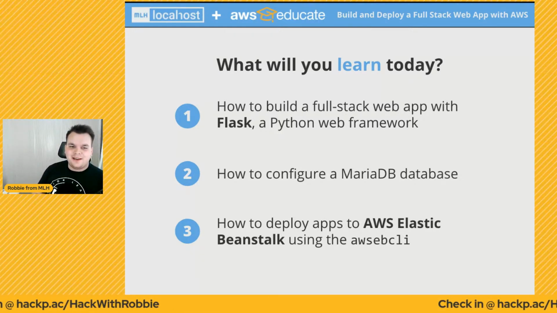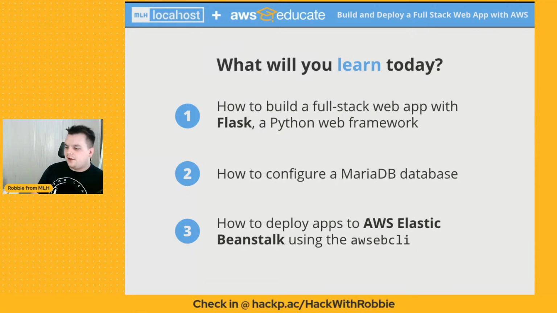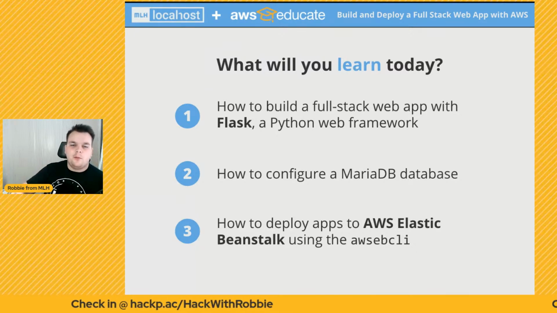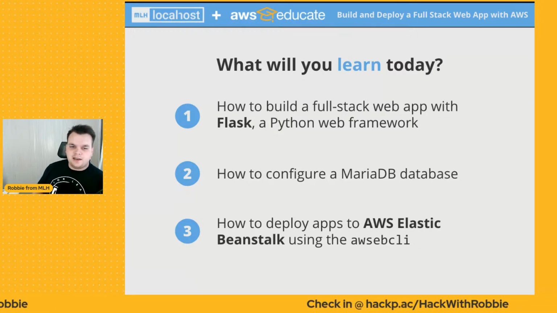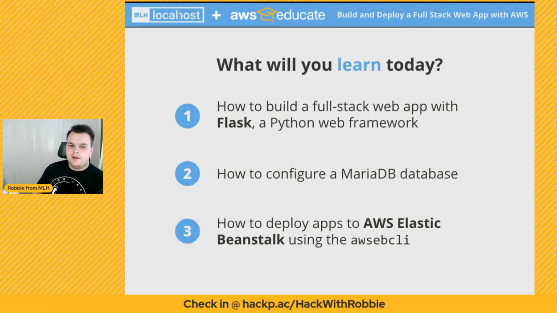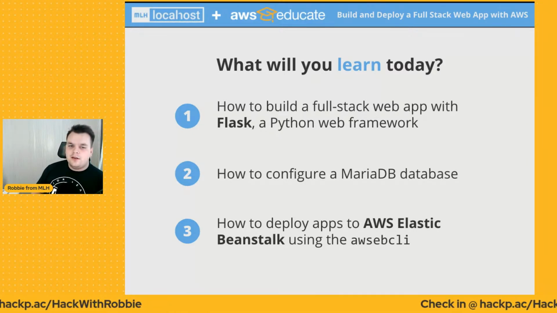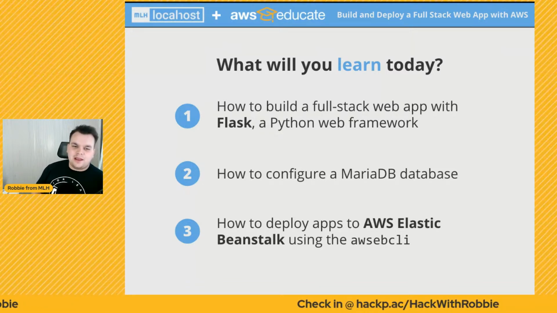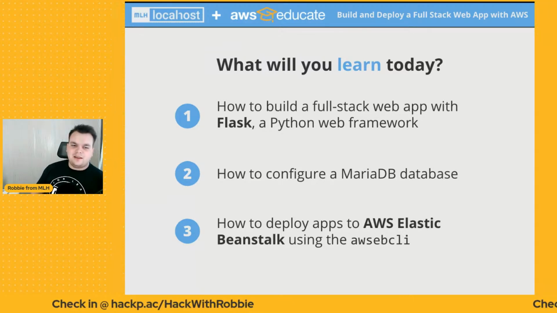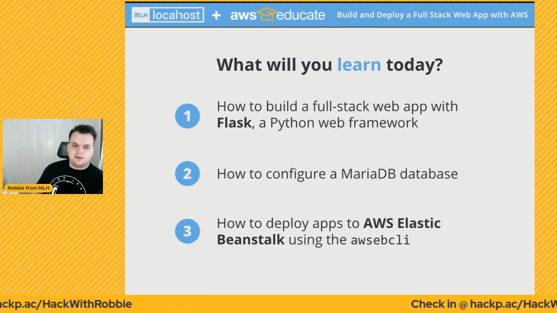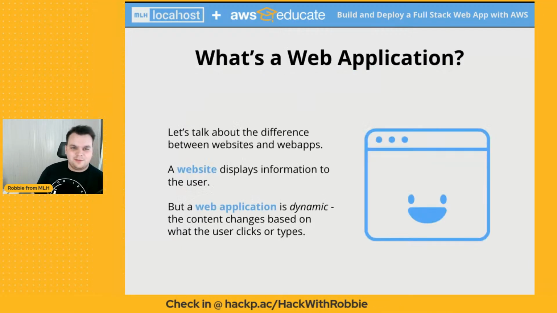So today we're going to build a full stack web app with Flask. Flask is a Python web framework. It's very common, and quite an accessible way of getting into web development, shall we say. We'll also look at how to configure a MariaDB database. MariaDB is a fork of MySQL. And then we'll look at deploying apps to AWS Elastic Beanstalk, using the AWS EB CLI, which stands for Amazon Web Services Elastic Beanstalk Command Line Interface.